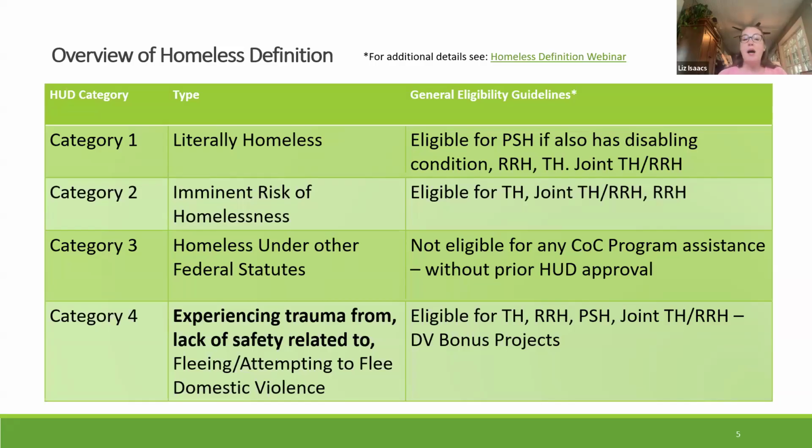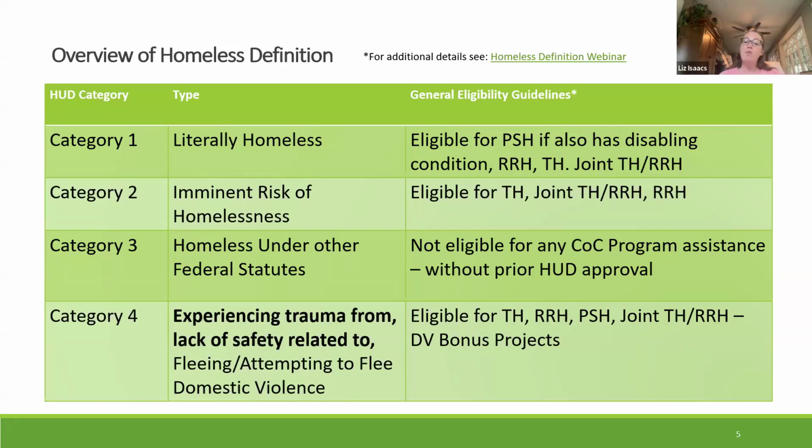So category one is literally homeless. So think places not meant for human habitation. Someone living in a tent, someone in a car, someone in a garage. It's also people living in emergency shelter, transitional housing, a hotel or motel that's being paid for by a charity or a government agency. Folks who are exiting an institution, for example, jail or hospital, and they've been there less than 90 days, and they qualified as literally homeless before they went in, are also eligible. And many of you probably have dealt with this. We're counting days and really have to hold to that 90 days, which I know can be tricky sometimes.